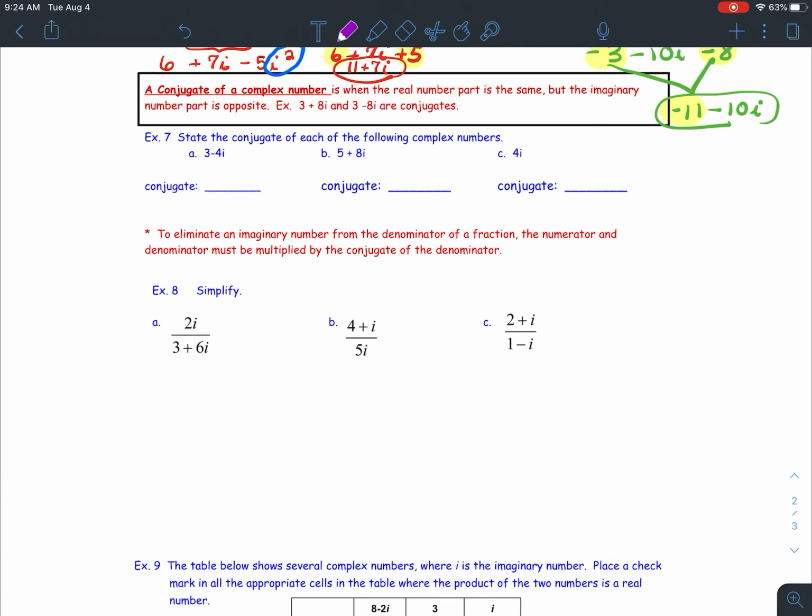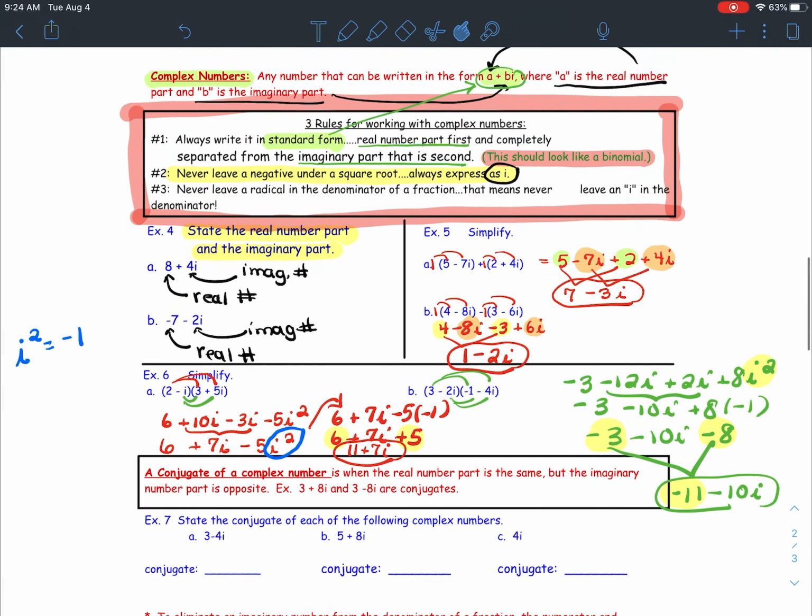Okay, we had a little bit to finish up on the 4.4 notes where we were talking about complex numbers and the new strategy for how to solve quadratic equations, which we call the square root property. One of the things we did at the end of the last video is we were working our way through these 3 rules for working with complex and imaginary numbers.